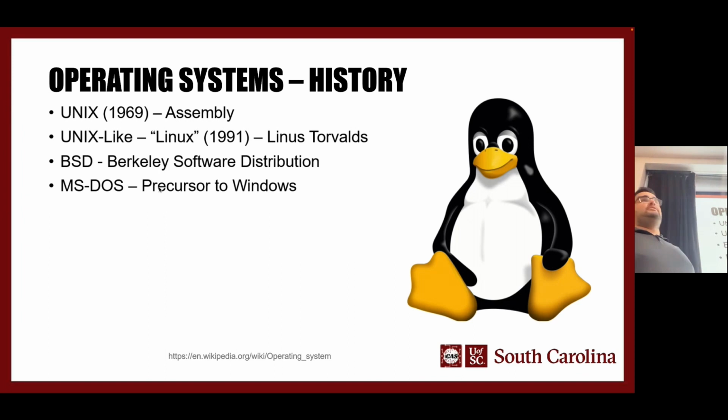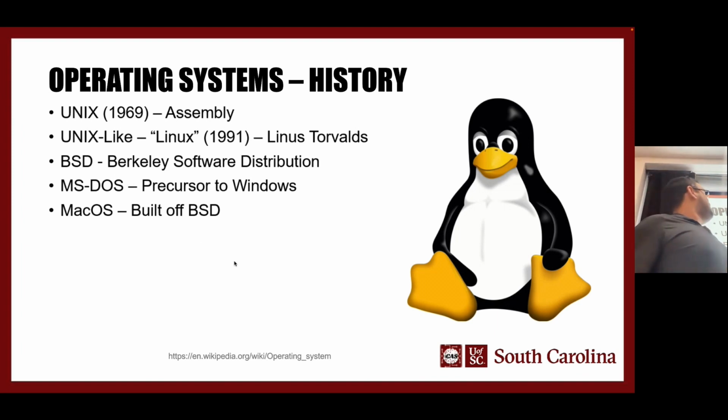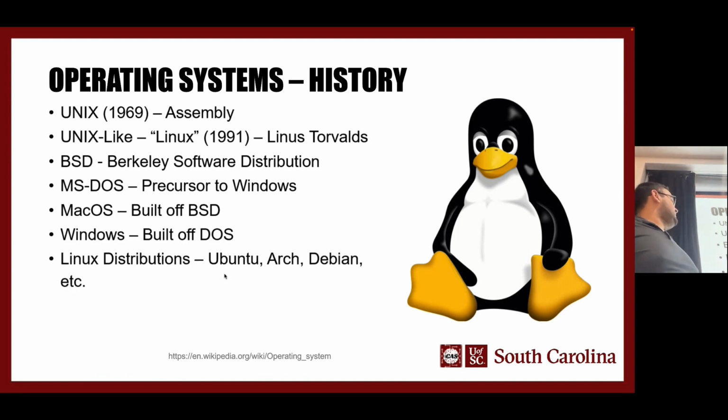And then we have MS-DOS, which is its own little thing that we don't talk about, because it's its own thing. It's not based off of these three at all in most ways. MS-DOS was a precursor to Windows, and then we have Mac OS, which was built off of BSD, and Windows, which was built off of DOS. And then we have our Linux distributions.